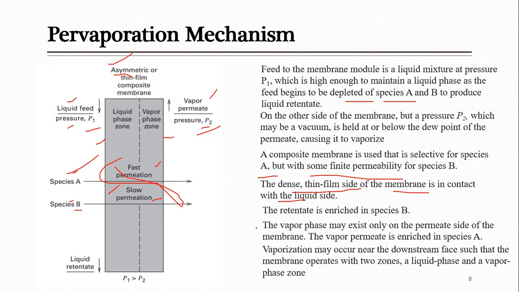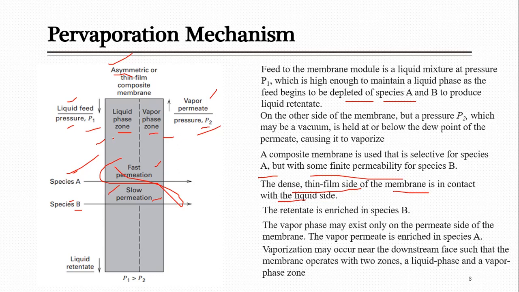So when this A, which is in the form of liquid, diffuses through the membrane, while passing through it, even inside the membrane there are two zones, a liquid phase zone and a vapor phase zone. What does this mean? When it passes through this membrane, it will exist in the form of liquid up to some point, but later it will get converted to the vapor phase. And why is it converted to the vapor phase? As we are using here a combination of porous and non-porous membrane, when it passes through the dense or non-porous part, it will exist in the form of liquid.